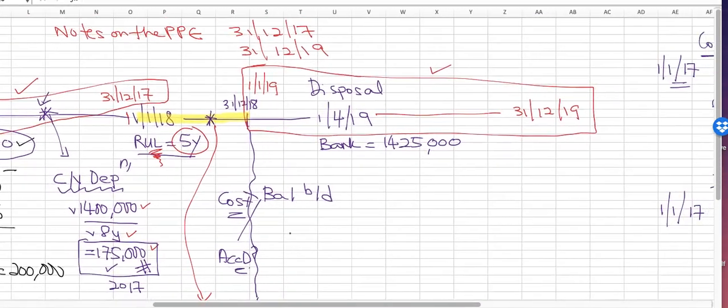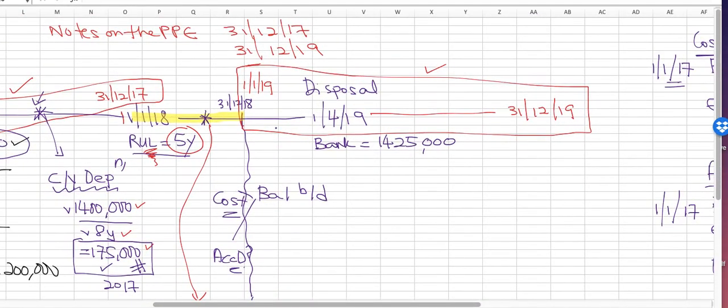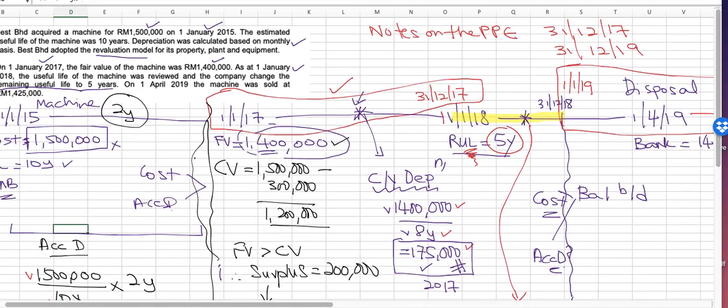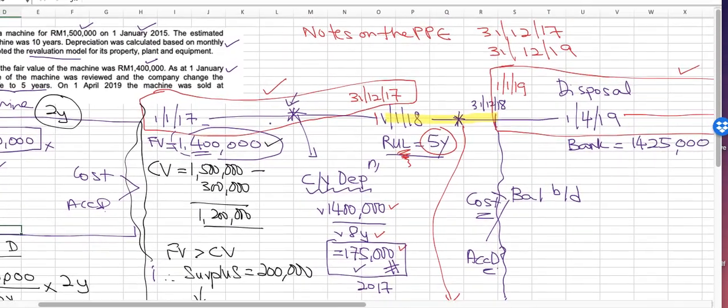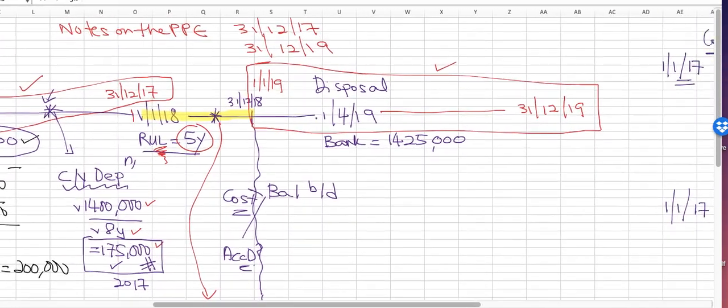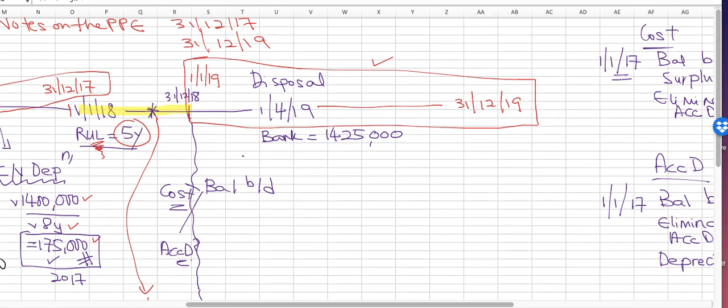Okay, now we are in 2019. Remember, when you do the timeline, you have to imagine that you are the one who is walking on the timeline. So now you are in 2019. You have put up the balance BD for cost and the accumulated depreciation.